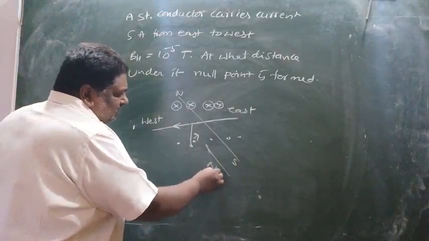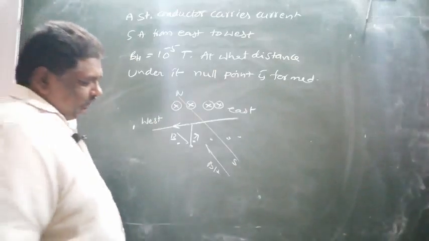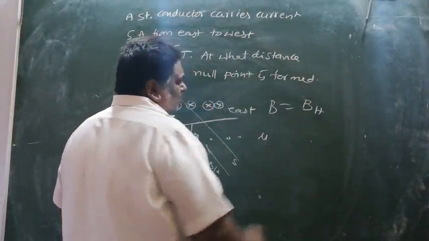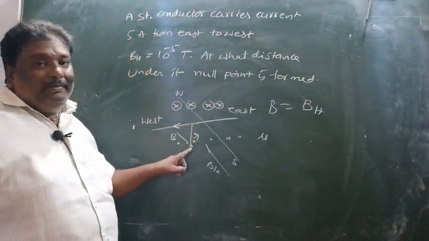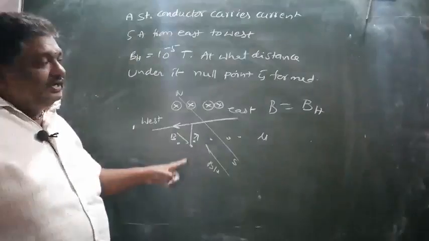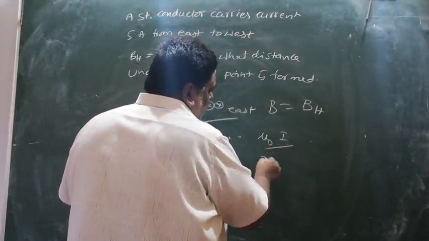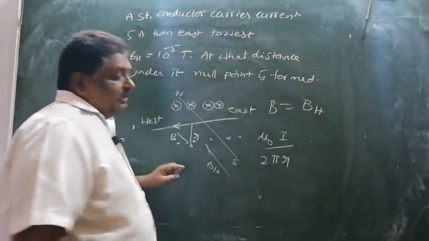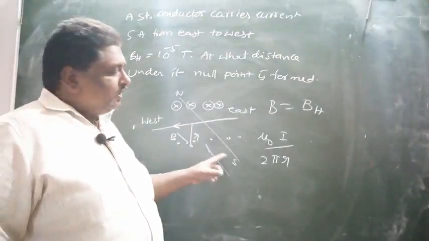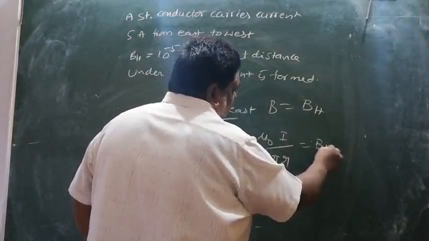Suppose here BH is in this direction, B in this direction, both are equal. So how to solve it? B is equal to BH. What is the B value due to the straight wire at r perpendicular distance? Just now I discussed it: B is equal to mu naught I by 2 pi r. For a straight wire pi comes, for a circle pi naught comes, remember this formula. Mu naught I by 2 pi r is equal to BH.